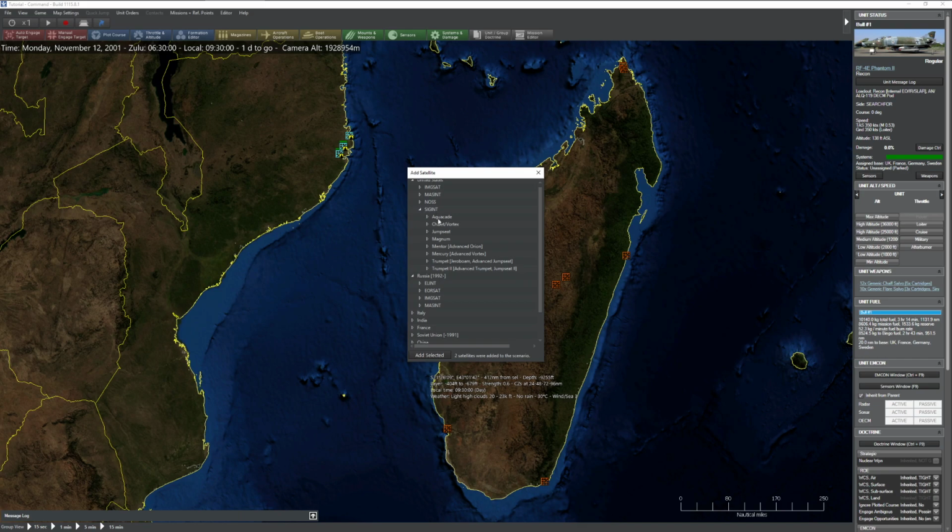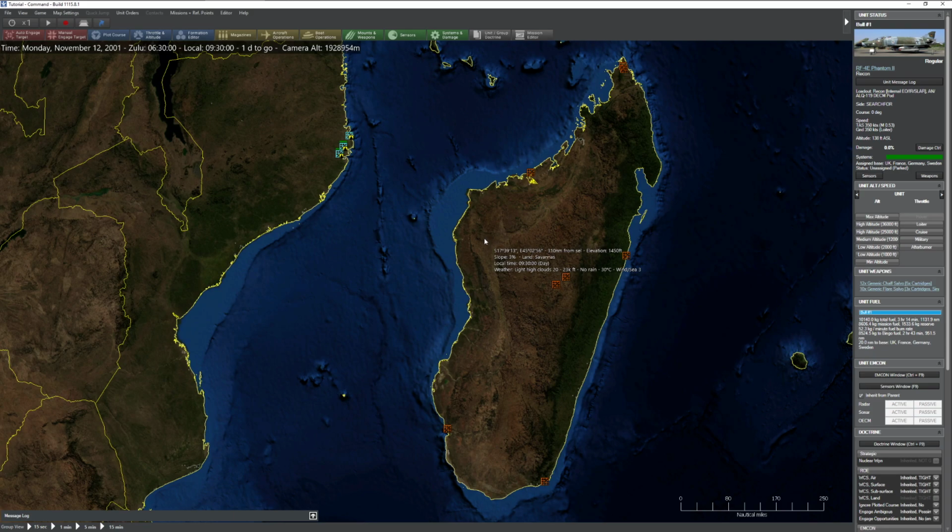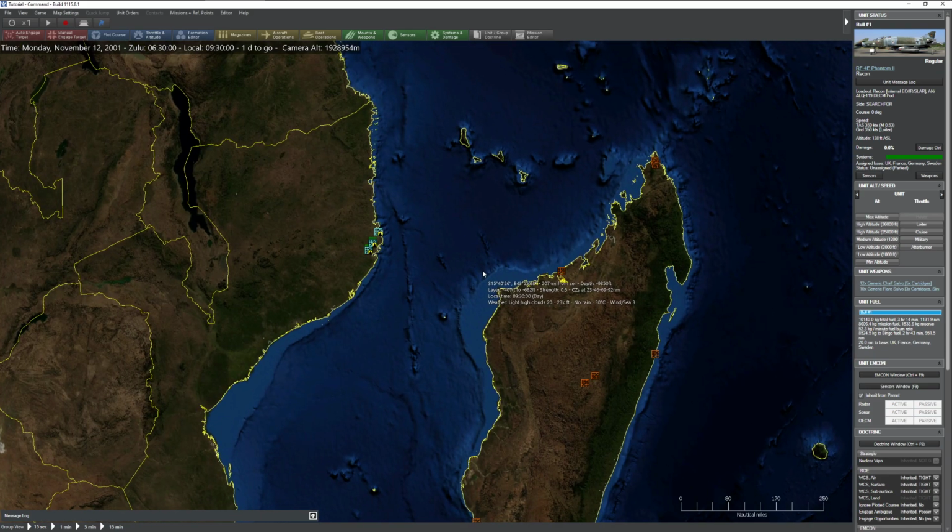Of course, you have your signals intelligence satellites as well. You have the old ones. Let's see, we don't even have that as technology. We'll grab these, and we'll grab those, why not? Keep in mind, the more satellites you add, the slower your simulation is going to go. So I added a bunch of satellites.